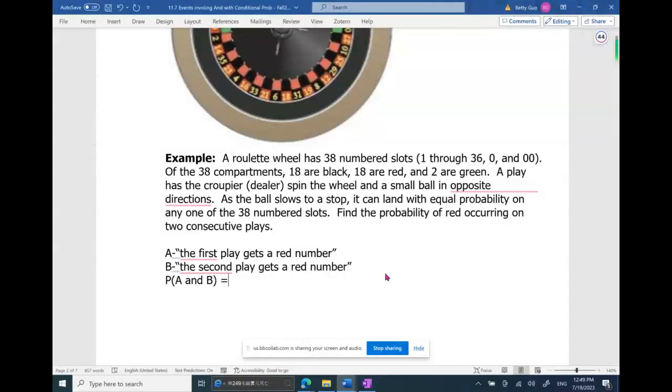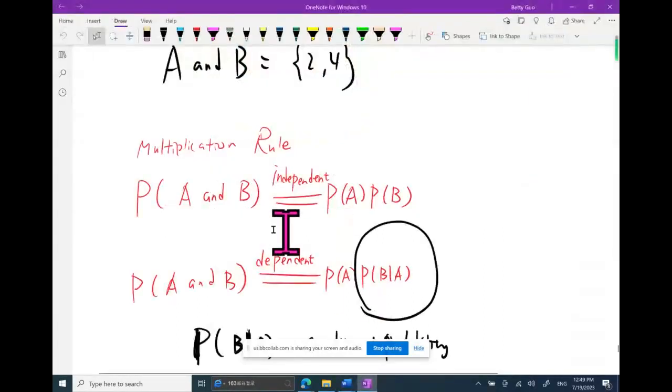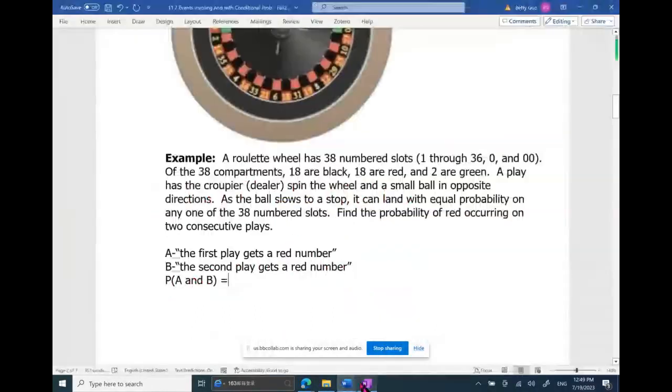So if we let A be the first time we get a red number, and B be the second time we get a red number, then we are looking for the probability of A and B. Remember, when we are looking for the probability of A and B, we apply the multiplication rule. And the first thing we need to determine before applying the multiplication rule is to see if the 2 events are independent or dependent.